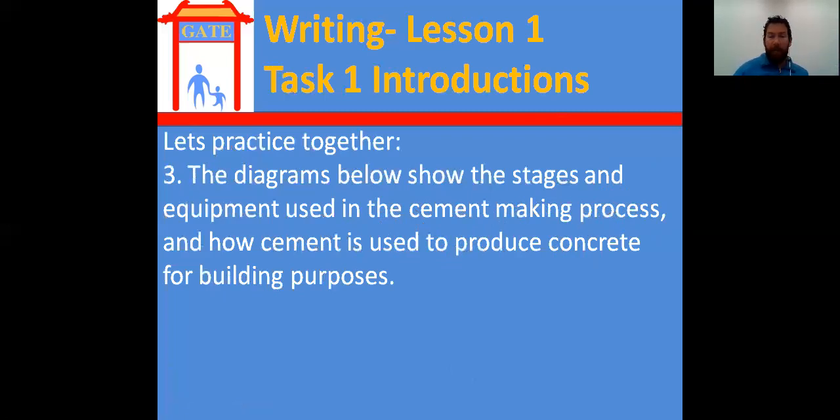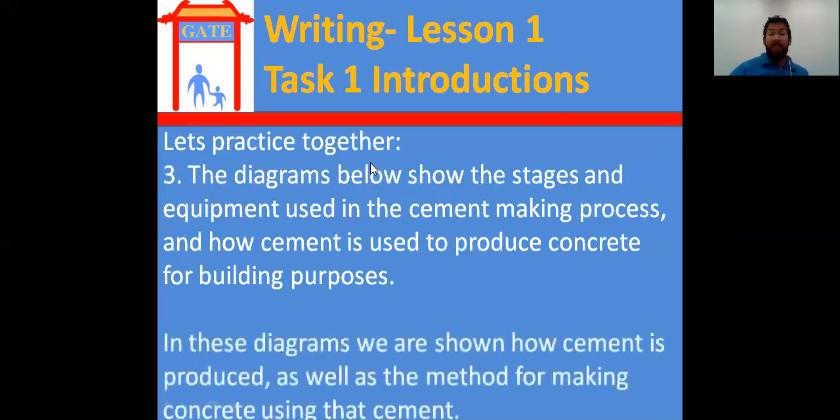So let's have a look at my answer. In these diagrams, we are shown how cement is produced. So instead of using making, I've used the verb make, but I thought, no, let's change it from make to produce. How cement is produced, as well as the method for making concrete using that cement. So I've actually swapped them around. I've taken make here, produce here, and swapped them around there. So that's all I'm always doing. I'm taking it from here and putting it over here.